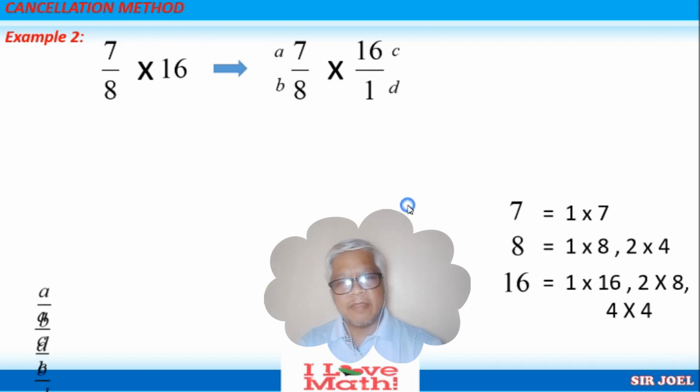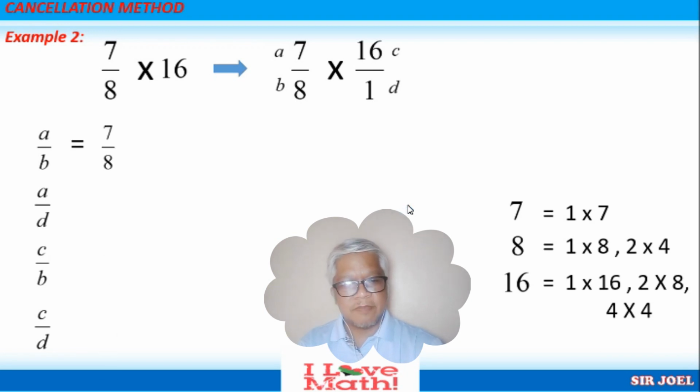Then, ang pattern natin, A over B, A over D, C over B, and C over D. Unahin natin, A over B, 7 over 8. So if you look at the factors of 7 and 8, the only common factor is 1. So okay na siya. Hindi natin siya pwedeng makancel. Next, we have A over D is 7 over 1. Since the denominator here is 1, wala rin pwedeng makancel.